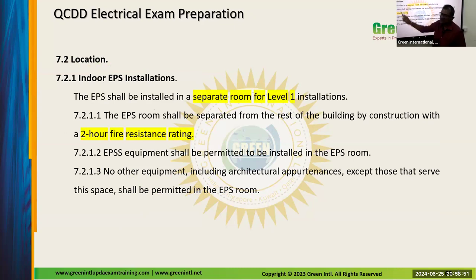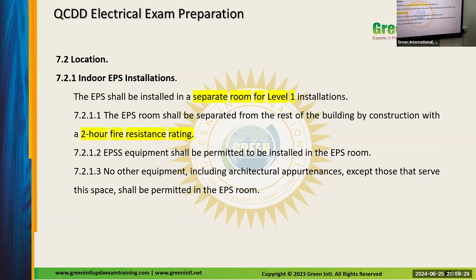So indoor EPS. Just think about, we are working on many different projects. Some projects may be residential buildings. Some projects may be a hospital. If it is a hospital, the generator is separated, we have a room for that. Others are not like that. So by this way, we can visualize our answers. For level 1 applications, we have a separate room.